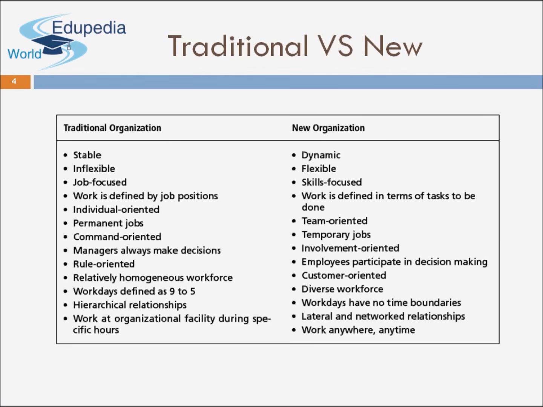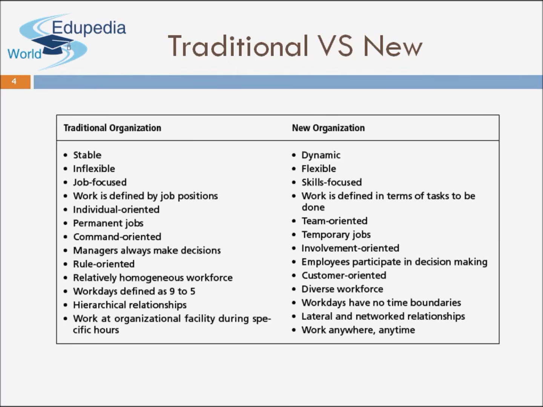When we talk about involvement oriented, it means that in today's organization, even employees are asked to give suggestions while a decision is made. Whereas in the primitive organizations, the directions were just given to the individuals or to the employees, and they were not asked for their suggestions, because of which employees were not happy in those organizations and that belongingness factor was missing. In traditional organizations, managers always made decisions, whereas, as I've already explained, in new organizations, employees participate in decision making. New organizations focus on customer orientation.